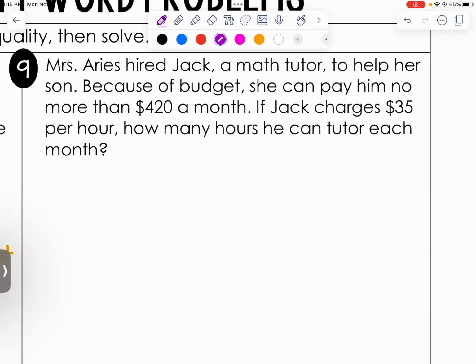Okay. Mrs. Aries hired Jack a math tutor to help her son. Is that important? Nope, don't care. Because of a budget, she can pay him no more than $420. If Jack charges $35 per hour, how many hours can he tutor each month?